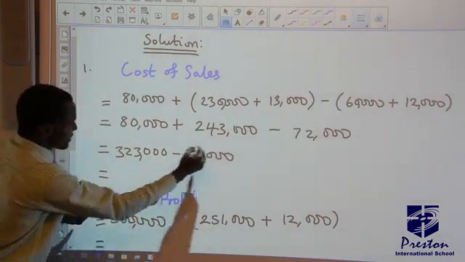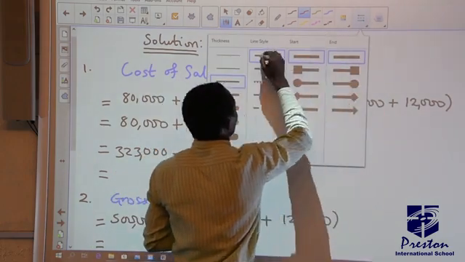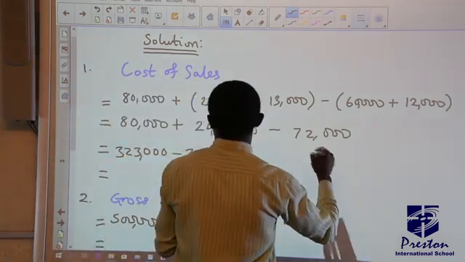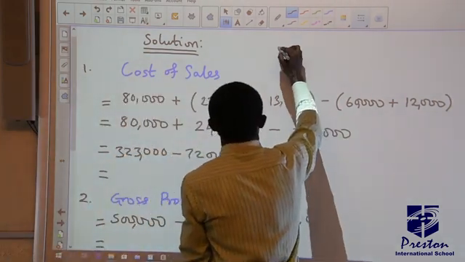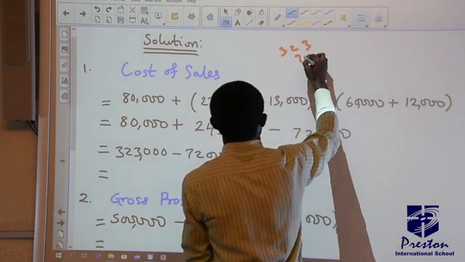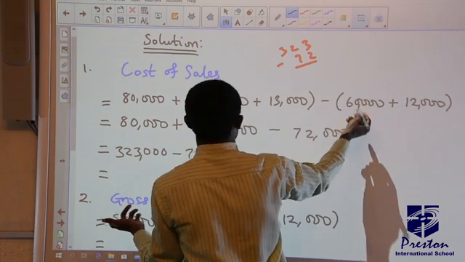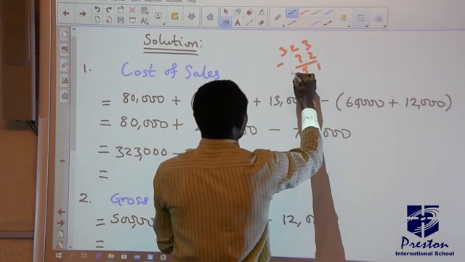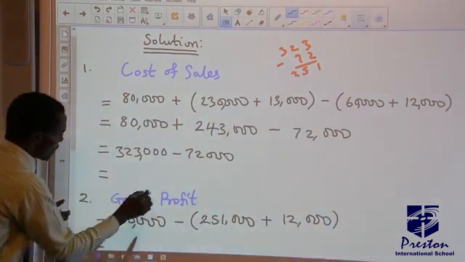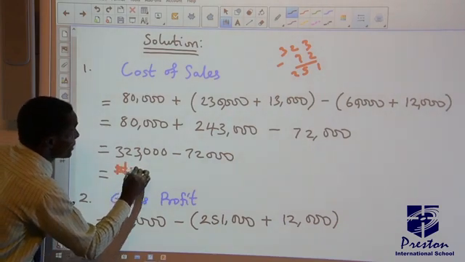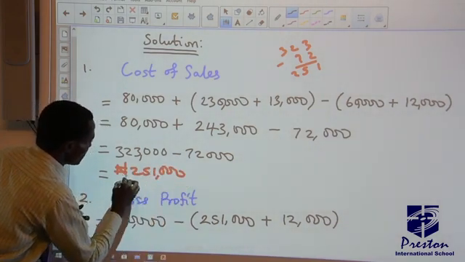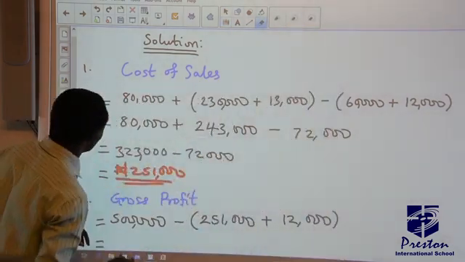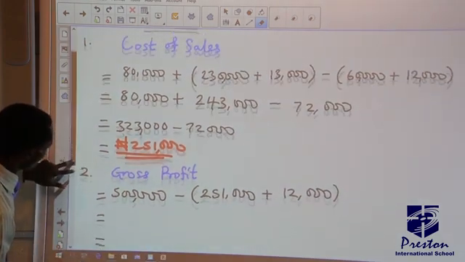So therefore, subtracting this from this gives us what? Let's do our rough work at this corner. 323 minus 72. Let's subtract it. What does it give to us? This one gives us 1, while this one gives us 5 and 2. That's 251. So it gives us 251,000. That is for the cost of sales. Now we go straight to the gross profit.